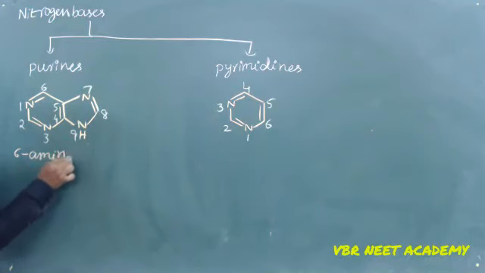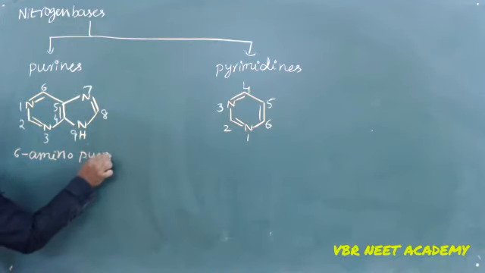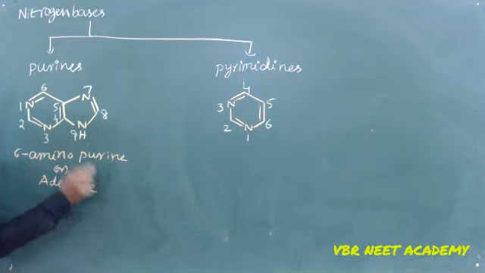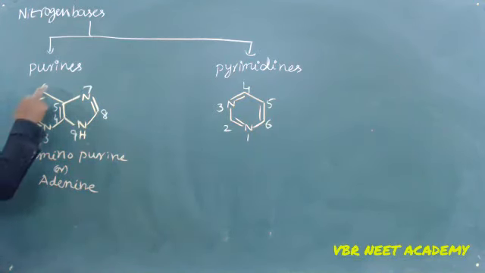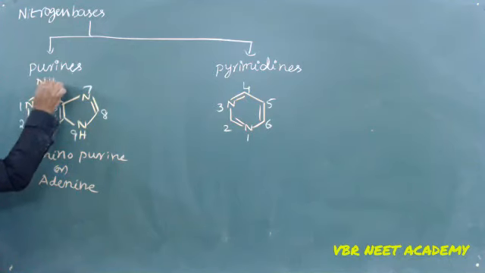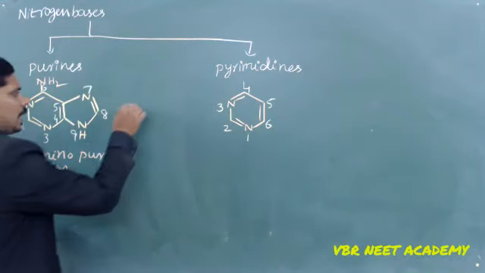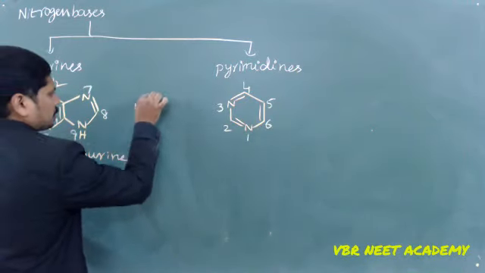6-amino purine is called adenine. What is adenine? 6-amino purine is called adenine. So the sixth position in purine, where is it? Here, so what can I write here? NH2. 6-amino purine, now it is becoming adenine. Now one more I am going to have.